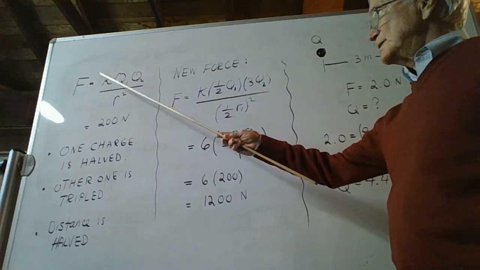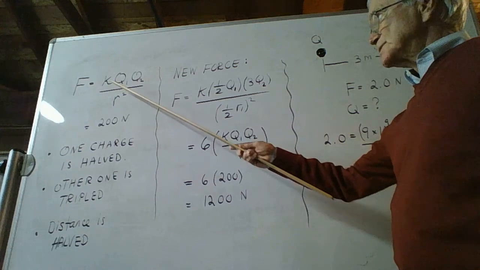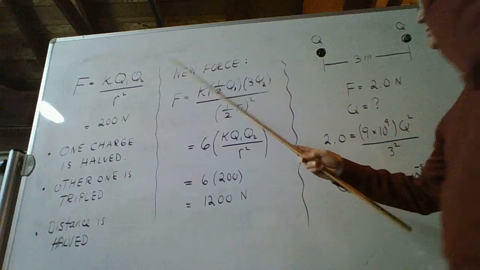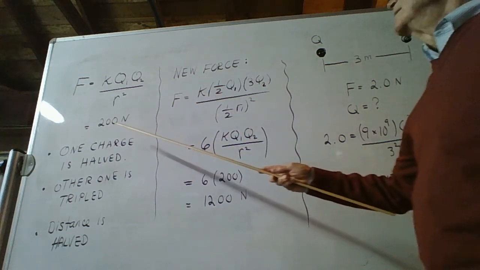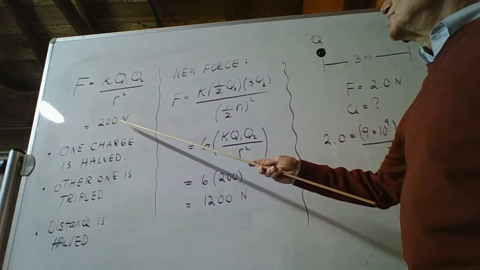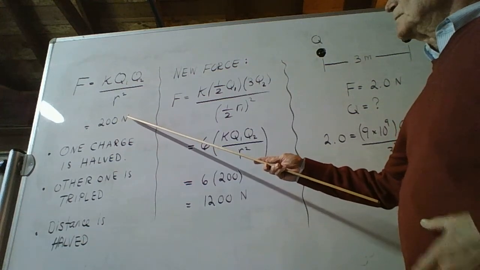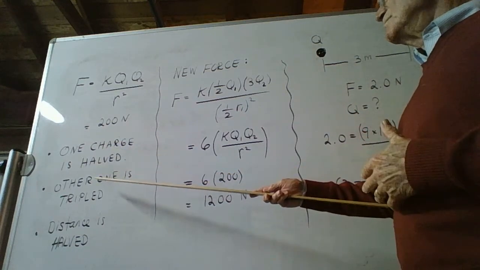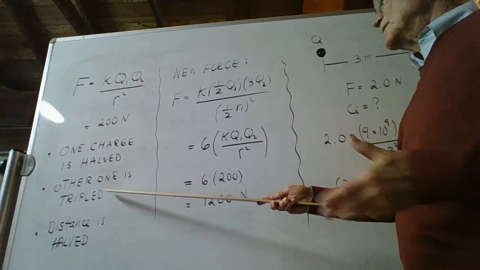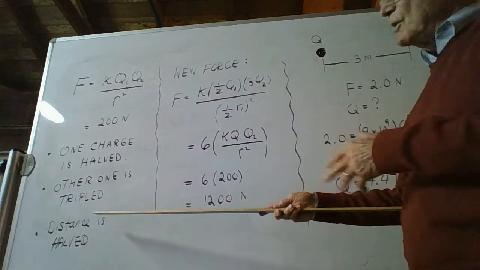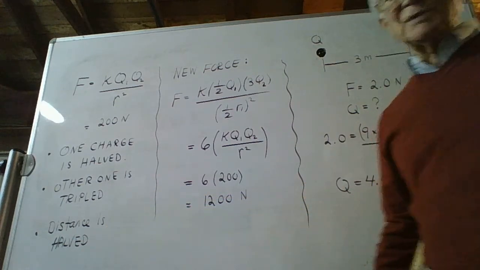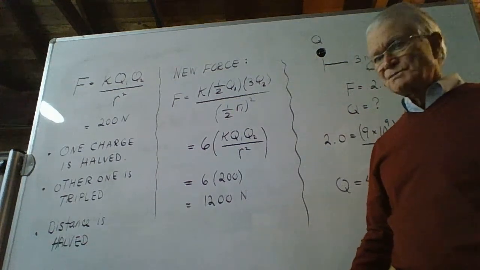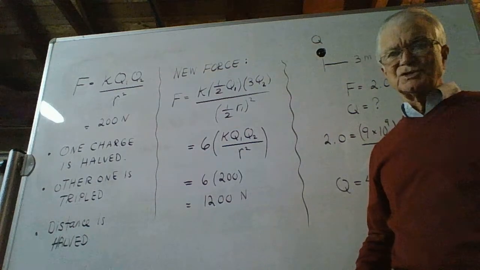The force that any two charges exert on each other is given by the equation KQQ over the distance squared. And suppose in a particular example, the electric force between the two charges is 200 newtons. But then, by some magical means, one charge becomes half what it used to be, and the other one, by some other reason, has its charge value tripled. And all at the same time, the separation between the two is made to be half of what it once was. What then would be the new force between the two charges?